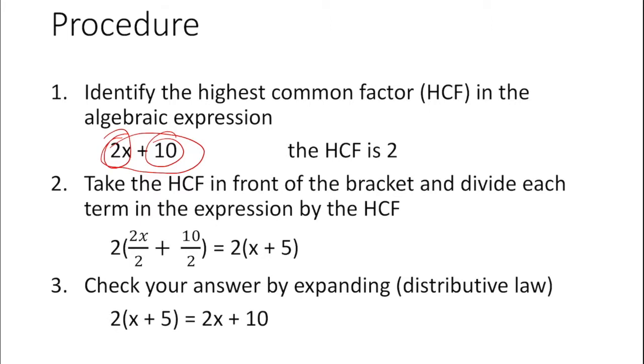Now, let's have a look at some examples. Can we determine the highest common factor of 8a and 20? You know that 8a can be divided by 4 and 20 can be divided by 4 as well. So let's try it. 8a divided by 4 is 2a. 20 divided by 4 is 5. Therefore, the highest common factor is 4. Of course, 2 is a common factor, but 2 is not the highest common factor.